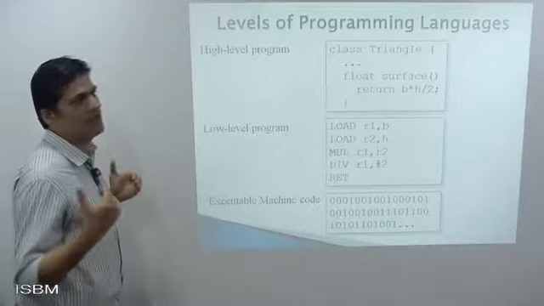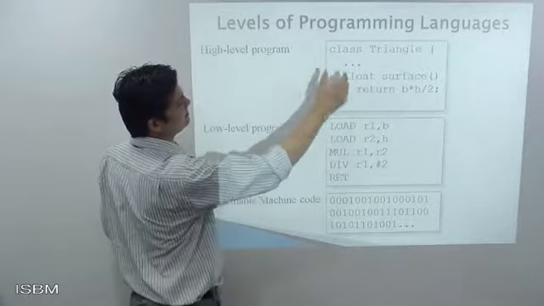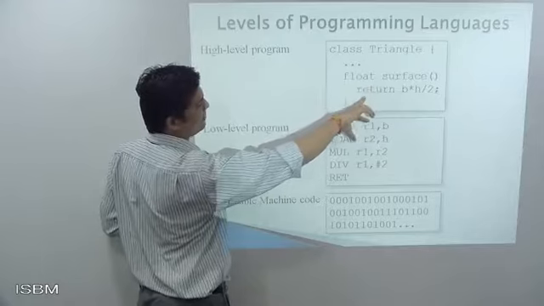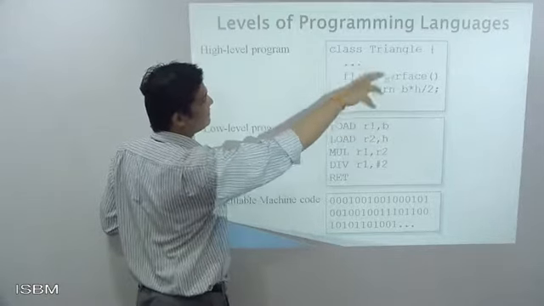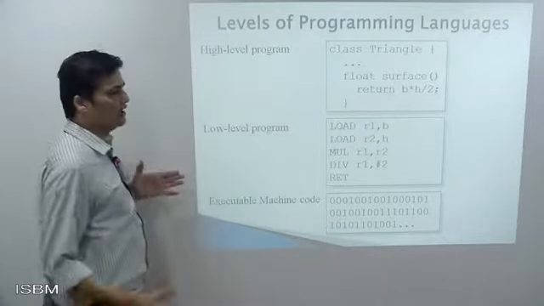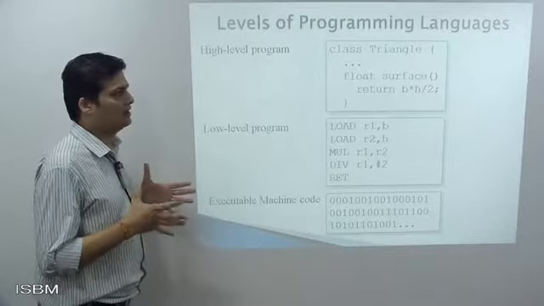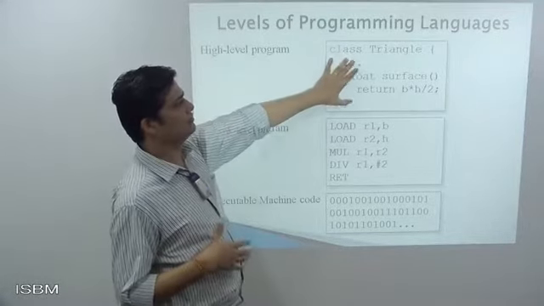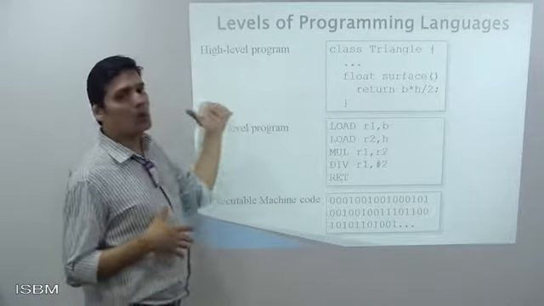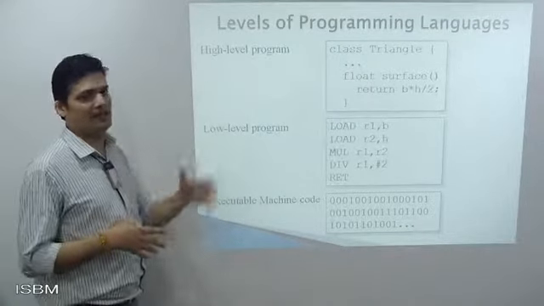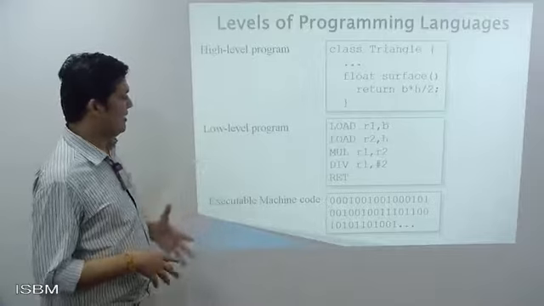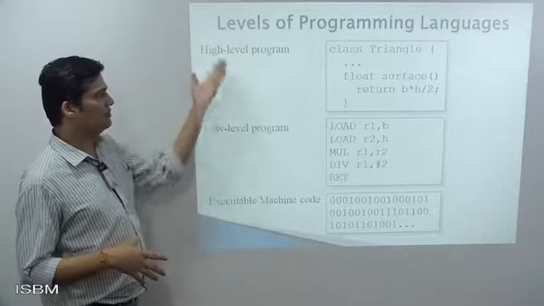Then we come to the high level language, where we use class, we use some float variable, we use return. So we design some patterns, and on the basis of that we write code or programs in a high level language. So these are the three: executable machine code, low level program, and high level program.